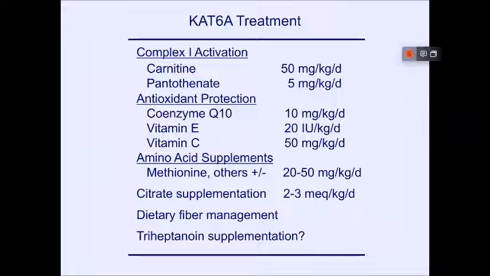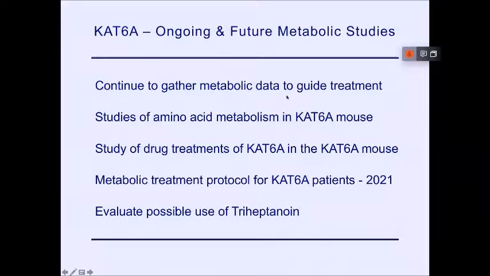So this is a summary of where we are with KAT6A treatment now. Again, the mitochondrial activation and antioxidant treatment, methionine, and sometimes some other amino acids are needed, citrate, and then, as I mentioned, dietary fiber management, and triheptanoin supplementation, which is what we're working on the most right now. So we're still continuing to gather more metabolic data on as many patients as we can.